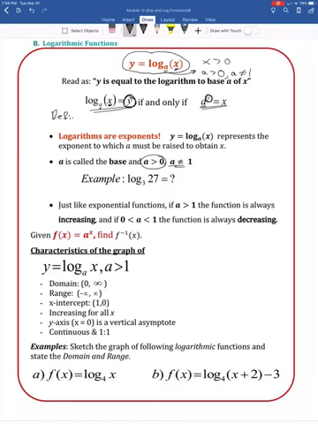So again, that defines a logarithm. We want to know that. That's probably the most important thing we write down: log base a of x equals some number y if and only if a to the y power equals x.